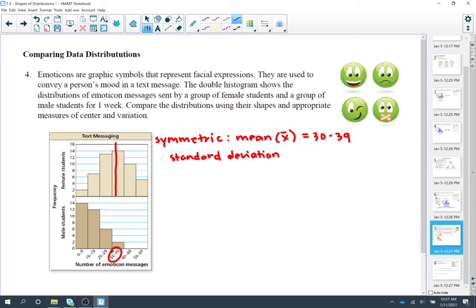Now, standard deviation, I don't actually have enough information here to find the standard deviation because I would need specific values. And this is just telling me that, you know, two kids are somewhere between 0 and 9. It could be 1, 2, 3, 4. It could be anything. So standard deviation is that 5-step process. I don't have enough information to find that. So for right now, I'm just going to skip it. Now, for my male students, it looks to me like that definitely has a tail off to the right. So this is skewed right.